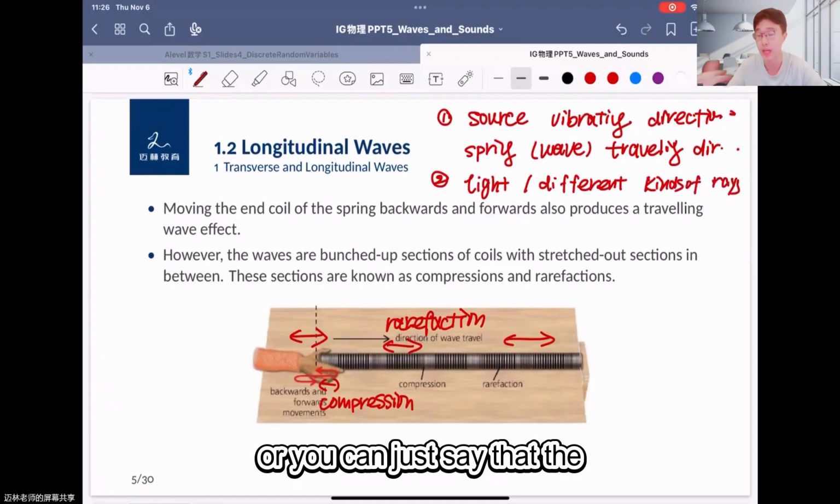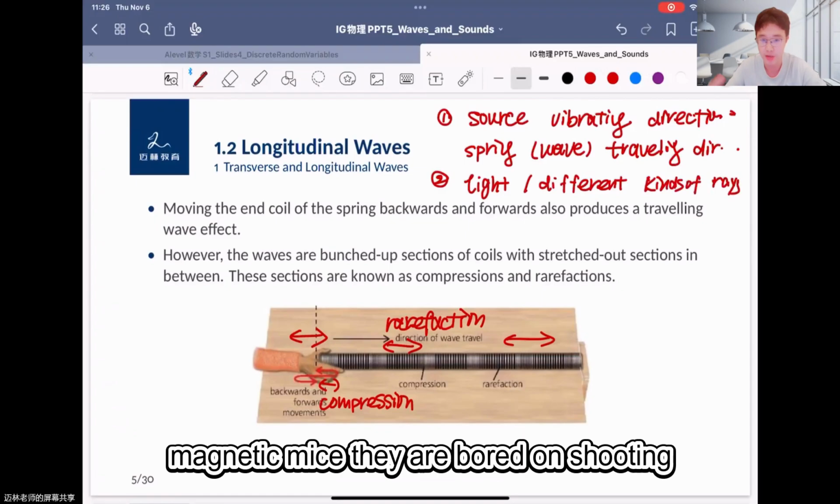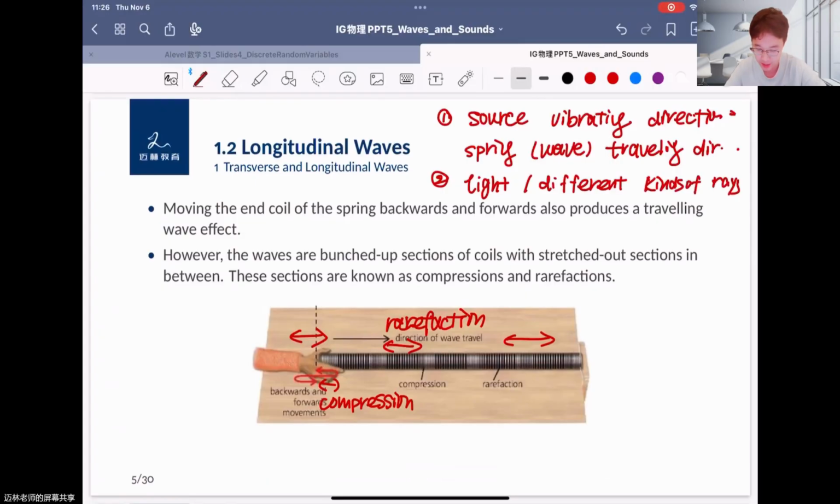They are all longitudinal waves, okay? We can just say that electromagnetic waves are all longitudinal waves. Okay, here's the property like this.